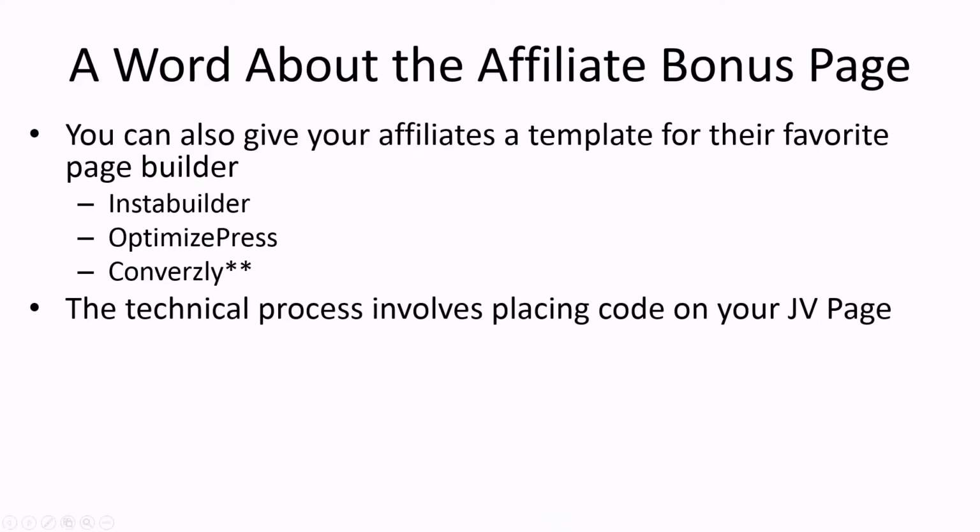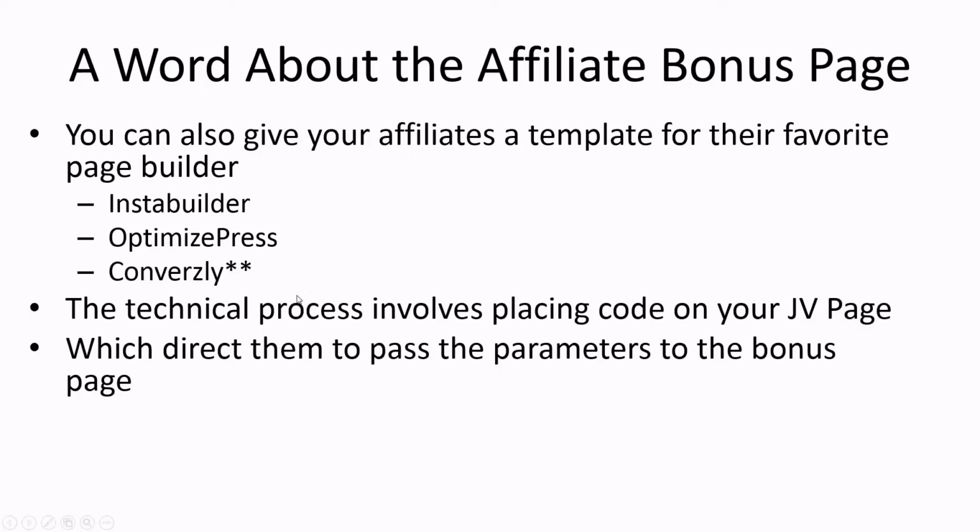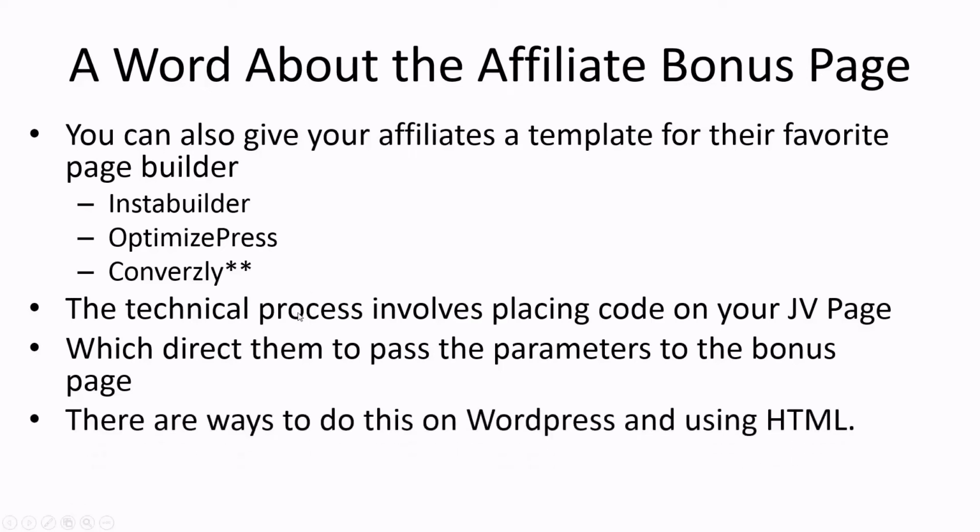Okay, the technical process is going to involve placing a code on your JV page, which directs them to the parameters, to the bonus page. Again, that's a really technical process. I'm going to actually have to show you this in a separate video. We could probably take an entire hour just to show you that process. We're not going to go through that process. This is an automation piece to the bonus page part, and it gives you the opportunity to just make it really easy for your affiliates, right?